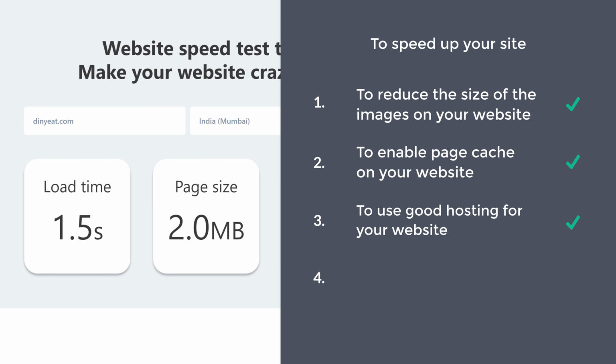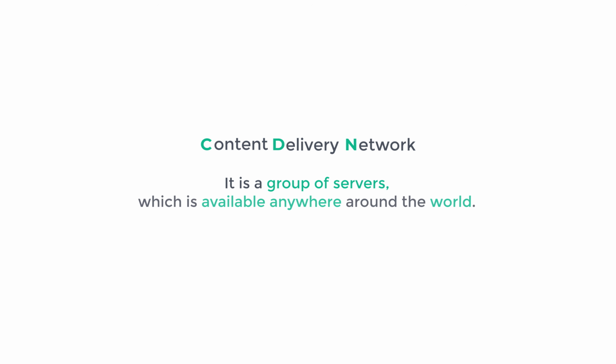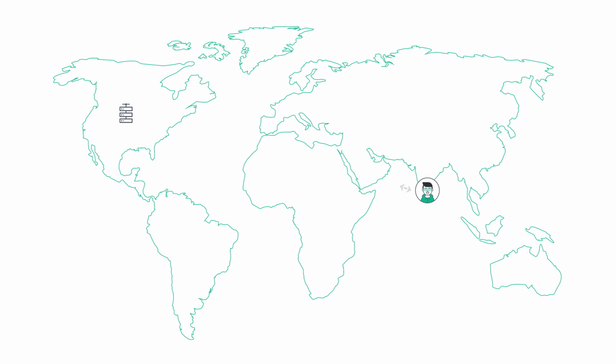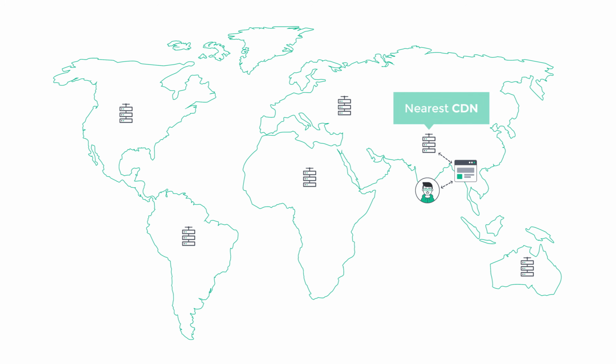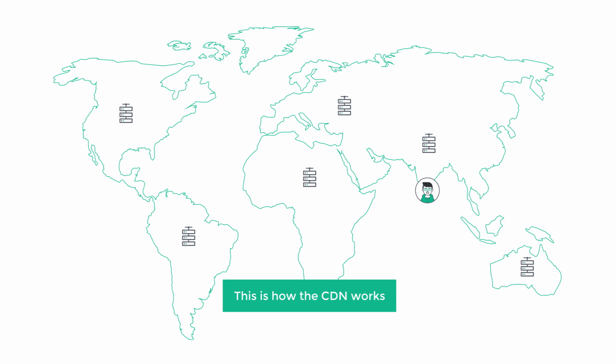Okay, next, let's go to the final way to speed up your site, which is to use CDN. Now, let's see what is CDN. CDN is known as Content Delivery Network. It is a group of servers which is available anywhere around the world. Just like your hosting server, CDN can be used to store your website data. As we saw earlier, if your visitors are far away from your server, it will take longer for your site to load. So instead of this, if you connect your site with CDN, which is available all across the world, a copy of your website will be stored in the CDN servers. And if a visitor opens your site, your website data will be taken from the nearest CDN, which makes your site load faster. Okay, so this is how CDN works.